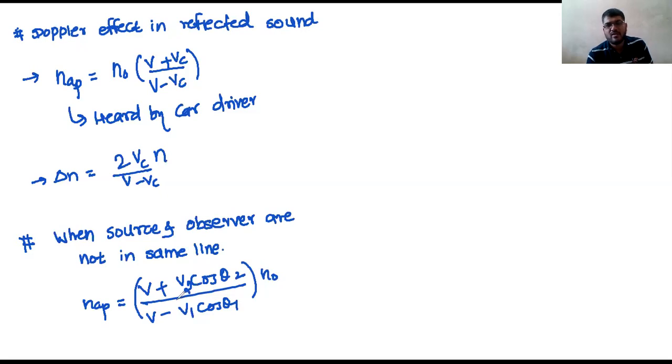So as already I have given, there are two cars and this frequency is what? Heard by car 2. This is the frequency heard by car 2 driver, we can say.